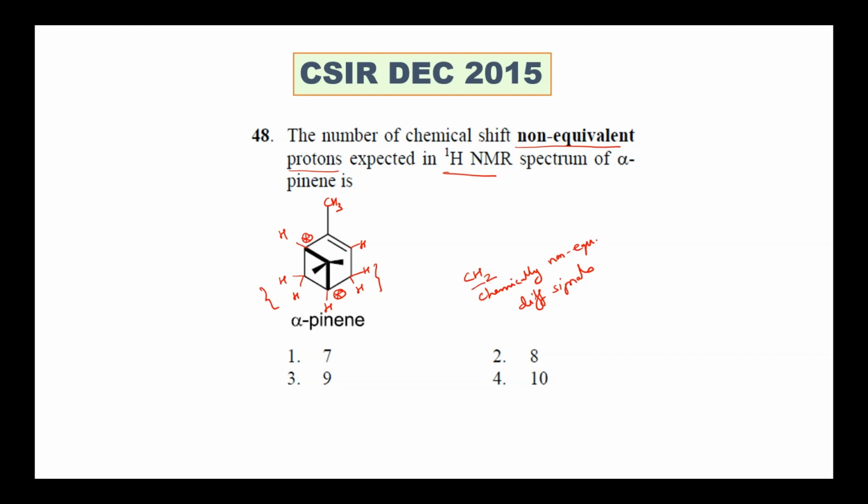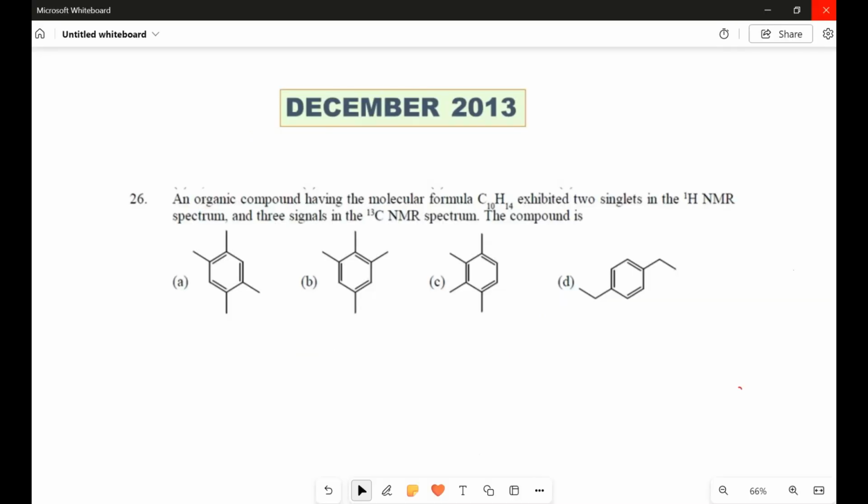They are not mirror images. There'll be no mirror plane. Whenever you have a chiral center, you'll have no mirror plane. So I'll be having one, two, three, four, five, six, seven, eight. This CH3 9, this CH3 10. So I'll be having totally 10 proton signals. See, very interesting questions. This particular problem was asked in December 2013.